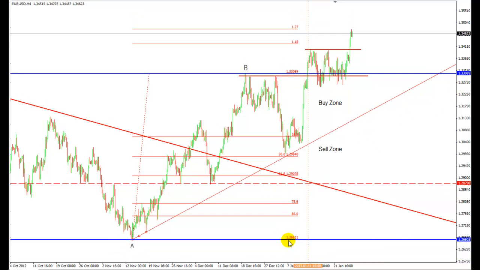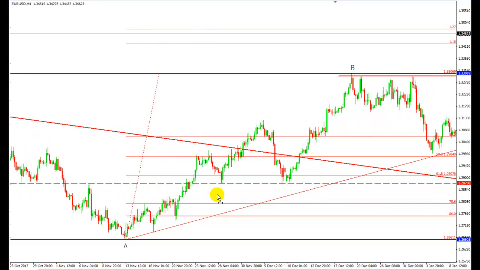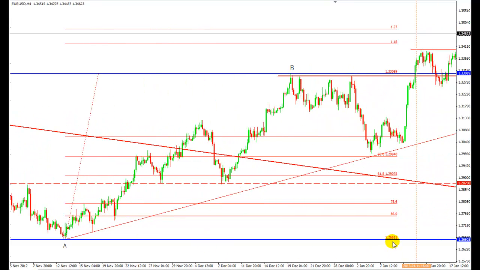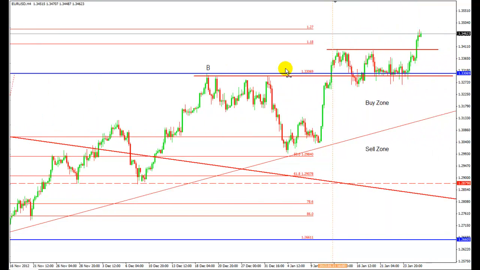We've got the AB swing. The A is at 1.266 and the B is at 1.3306. Okay, so that's your AB swings. So we've got the A at 1.2661 and the B is at 1.3306.